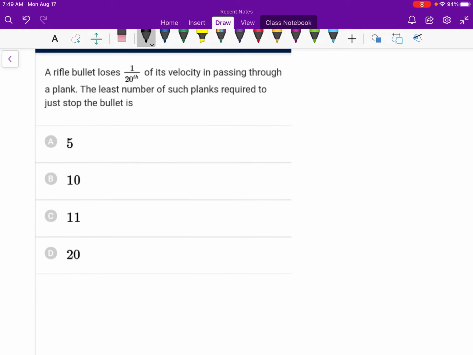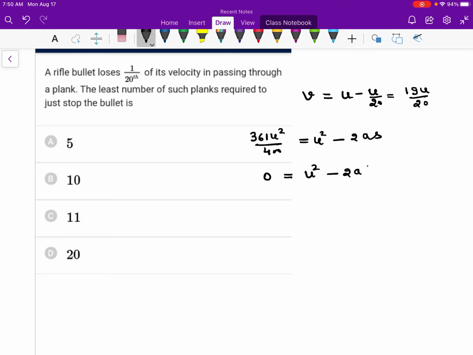A rifle loses 1/20th of its velocity. That means V is U minus U by 20, that is 19U by 20. So when there is one plank, applying the third equation, 361U square by 400 is U square minus 2AS. Now when we have n planks, the final speed is 0, so 0 is equal to U square minus 2ANS. So we have 39U square by 400 is equal to 2AS, and U square is equal to 2ANS.